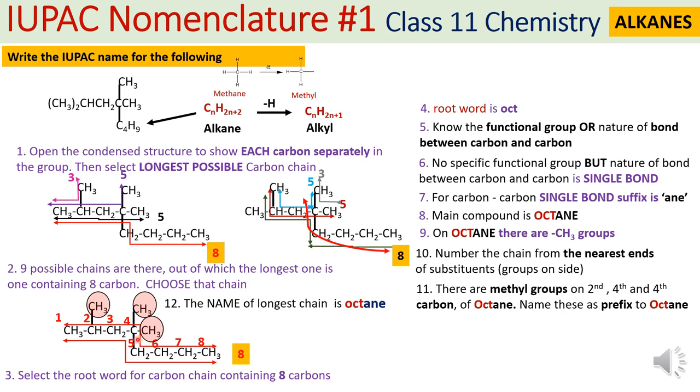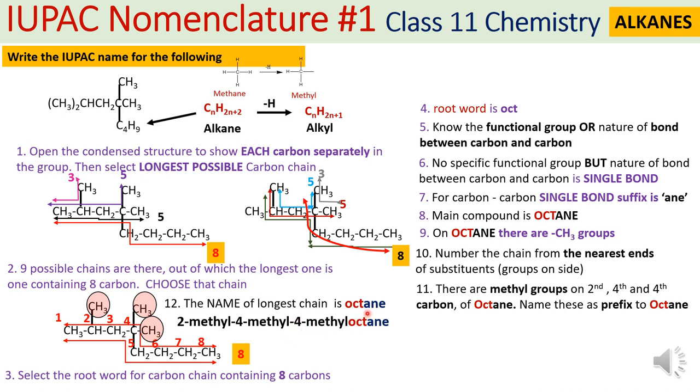How to name this? First, the name of the longest chain is octane. Then the suffix, then these prefixes. So I know this is the root word, this is a suffix. We have to name the substituents in such a way that all the positions of the substituents on the octane are numbered from the nearest end. After that, you have to name all the groups which are present there. This is on 2nd, 2 methyl group is there. Next, this one is on the 4th carbon. And this one is also on the 4th carbon. So 4 methyl on this octane.